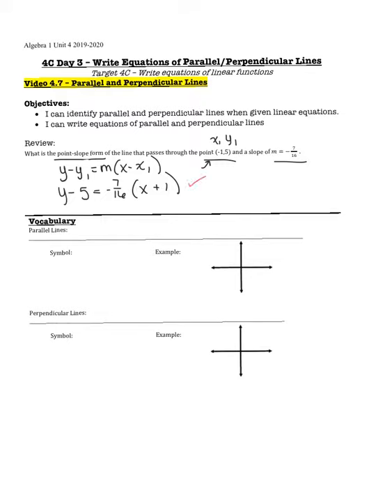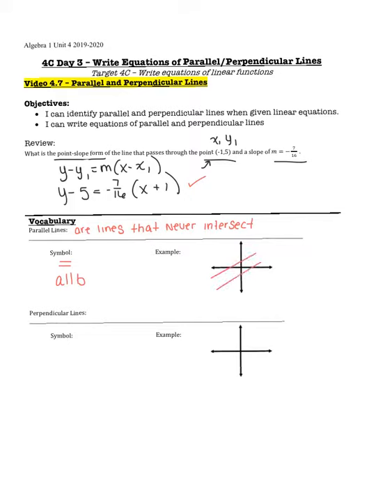So we do have some vocabulary terms. Parallel lines are lines, obviously, that never intersect. And a symbol for parallel lines would just be this, okay? They're parallel. Or if I'm in geometry, I would say, line A is parallel to line B. And an example of that on a graph could look something like this. So they're never going to intersect.